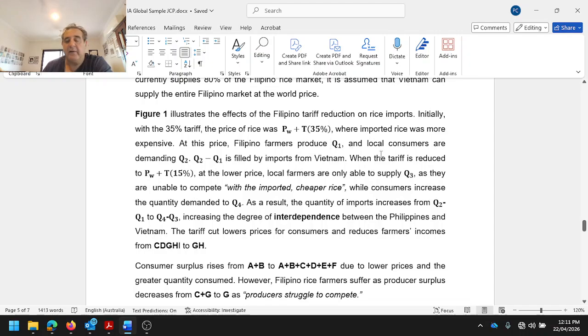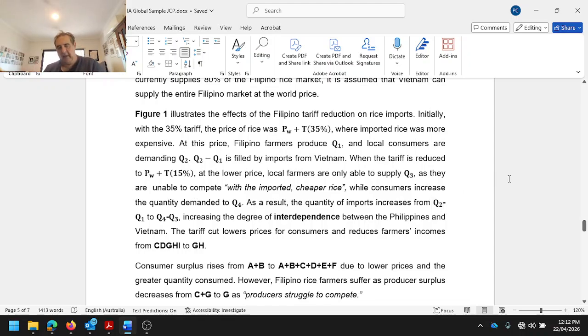He goes on to say that the quantity was this amount. So he's assessing beforehand. So when it was at 35%, local farmers produced Q1, local consumers demand Q2. The difference or residual is made up by imports, mainly from Vietnam. When the tariff is reduced and the price is lower, local farmers are only able to supply Q3, as they are unable to compete with the imported cheaper rice, while consumers increase the quantity demanded to Q4. As a result, the quantity of imports increases from Q2 minus Q1 to Q4 minus Q3.